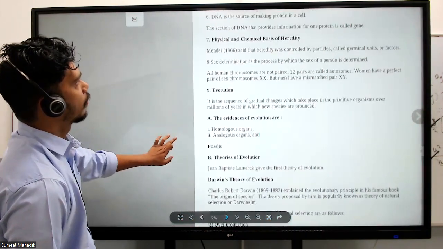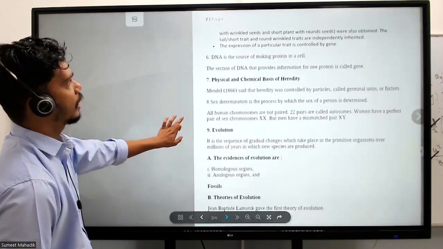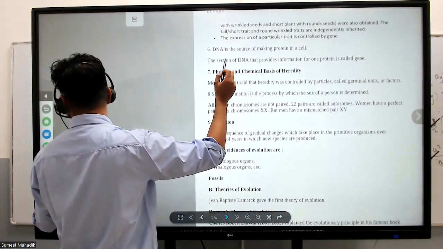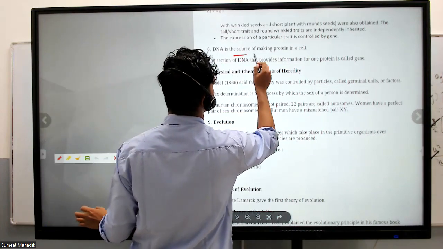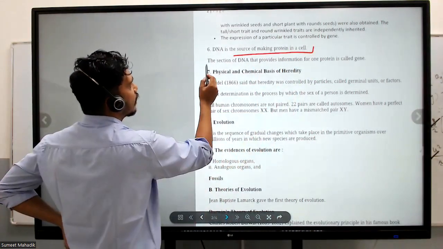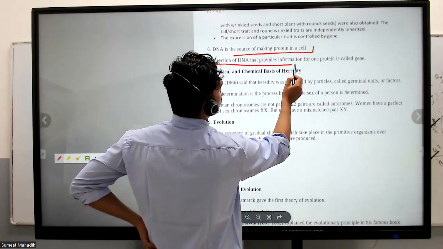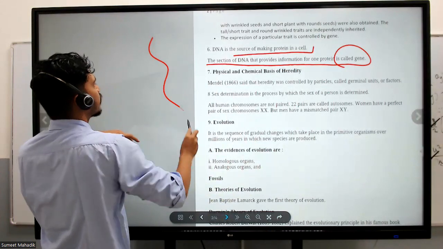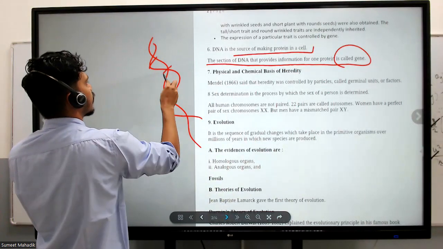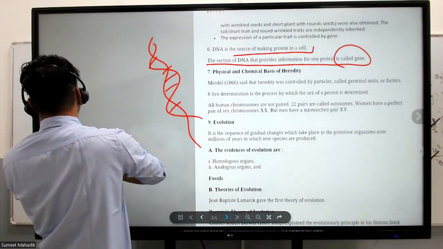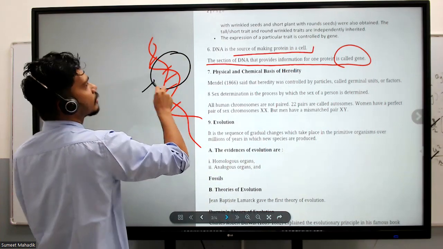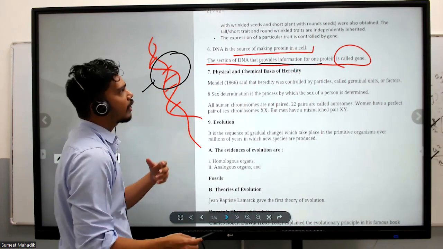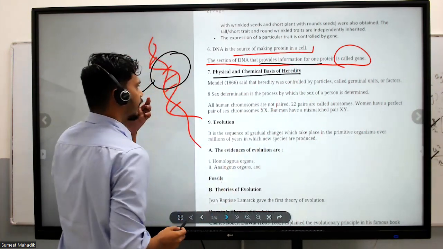Now, let's talk about this. This is the outline of the chapter. DNA is the source of making protein in a cell. Do you agree with this? DNA is the source of making protein in a cell. Exactly correct. The section of DNA that provides information for one protein is called a gene. So on the DNA, suppose these are the fragments. This particular part provides information for one protein. That is called a gene.